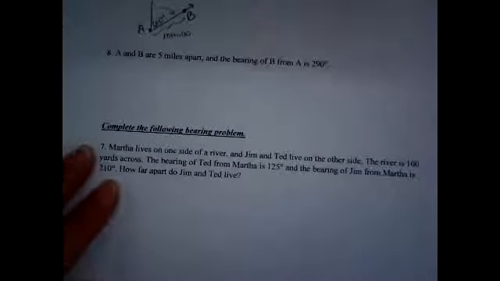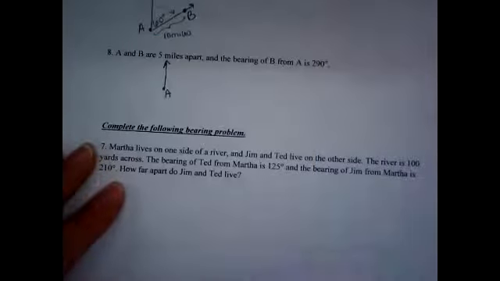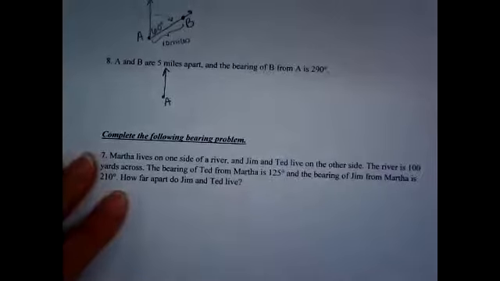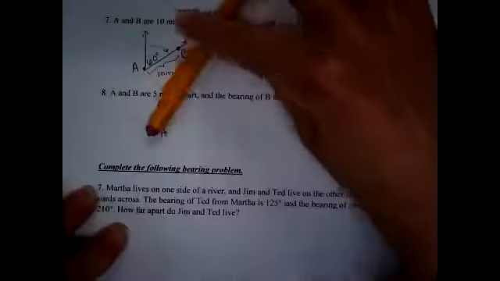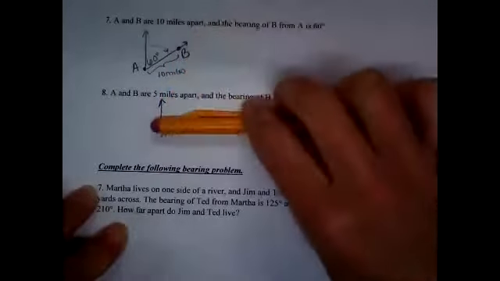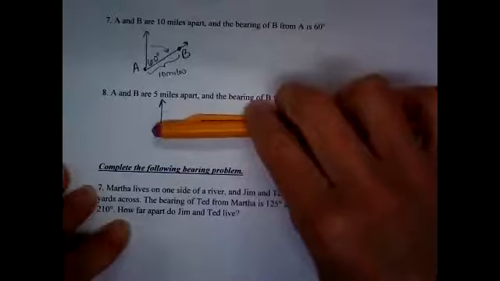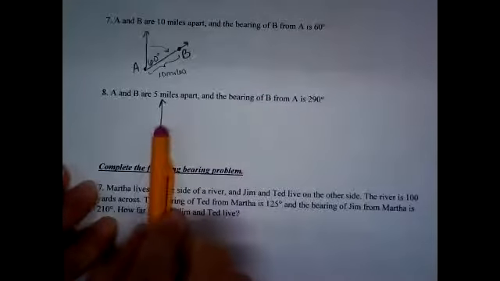So number 8, A and B are 5 miles apart. The bearing of B from A is 290. Okay, so again, here's A, here's due north. We're going to rotate 290 degrees. Watch me take my pencil and rotate this. If I rotate to here, that's 90, right? And then all the way down here would be how much? 180. And then we're going to keep going until we get to 290.